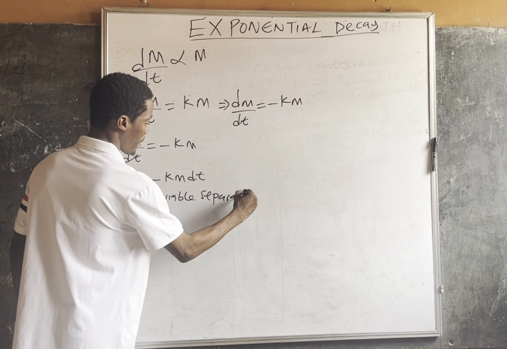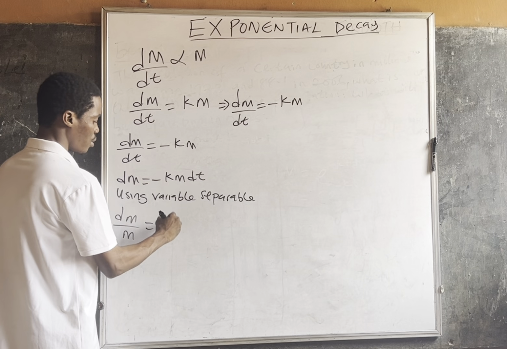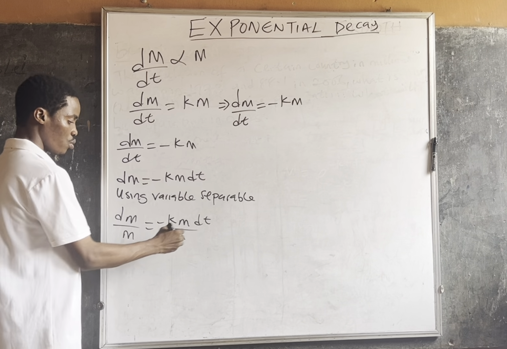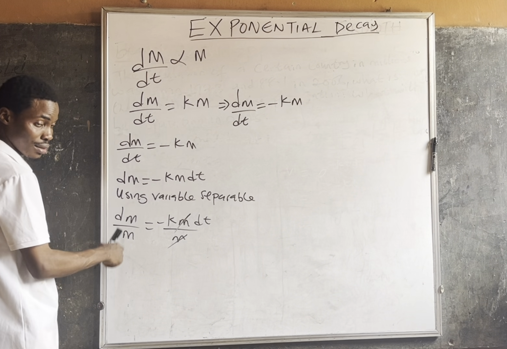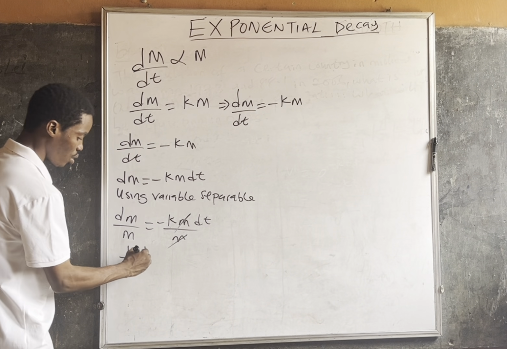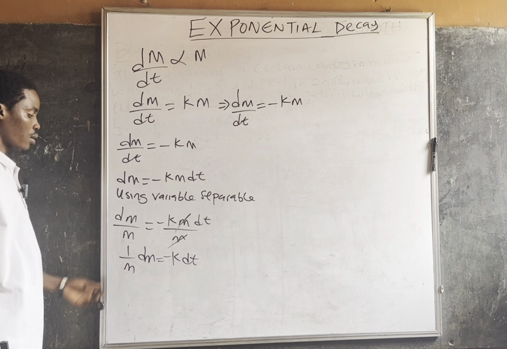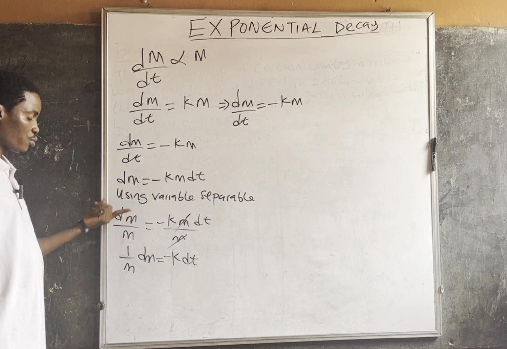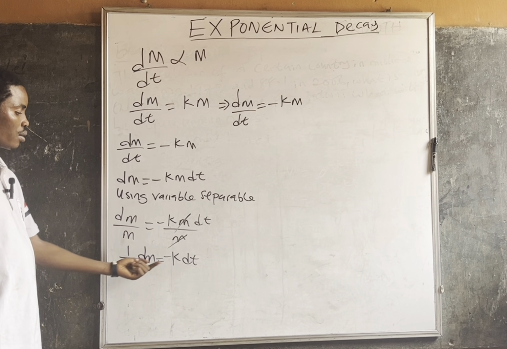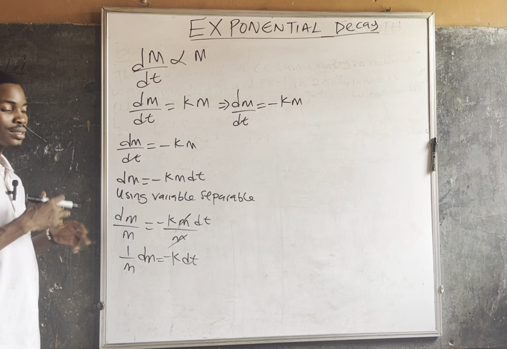So we now have dm over m equals minus km dt over m. So this will be able to cancel. Now I can simply write this like this: 1 over m dm equals minus k dt. Since we have separated the variables, our next step is to integrate both sides.